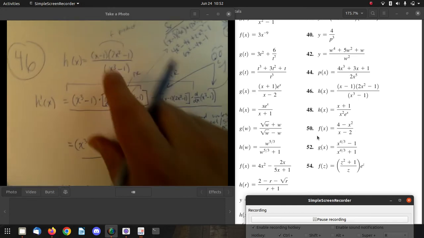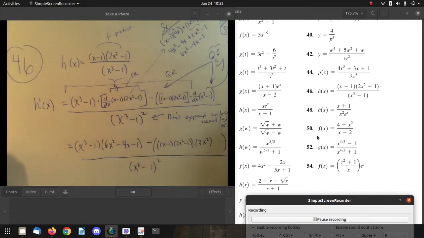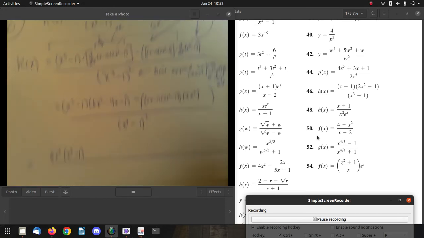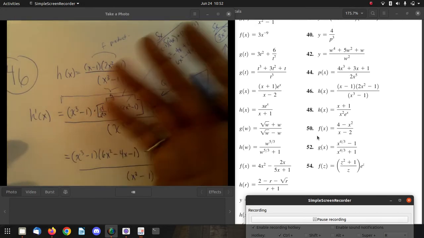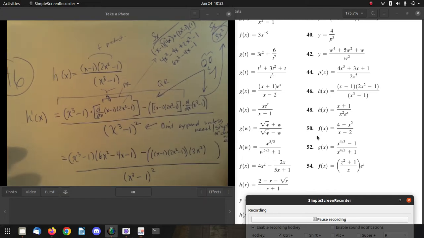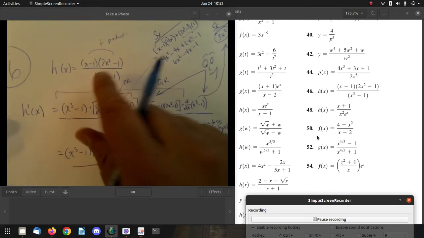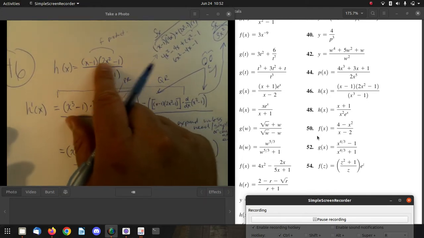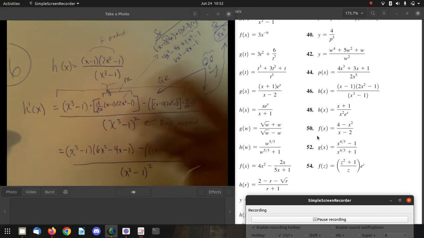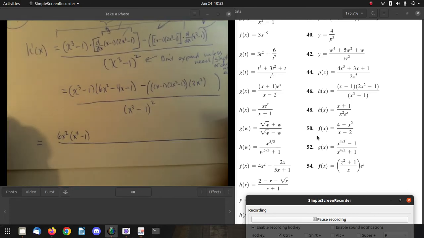And by the way, you could have expanded this first and then done the quotient rule. Okay, that also works. Do you want more work at the start? Do you want more work at the end? It's six of one, half a dozen of the other. So if you want to expand that first and then do the quotient rule, that's perfectly fine, but you don't have to.